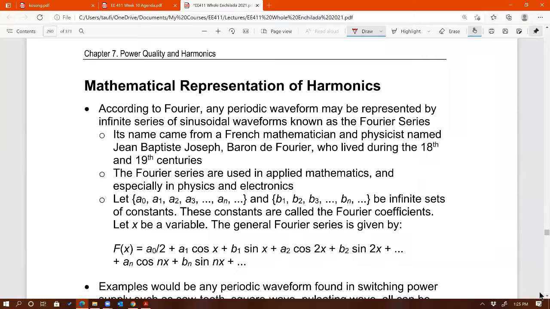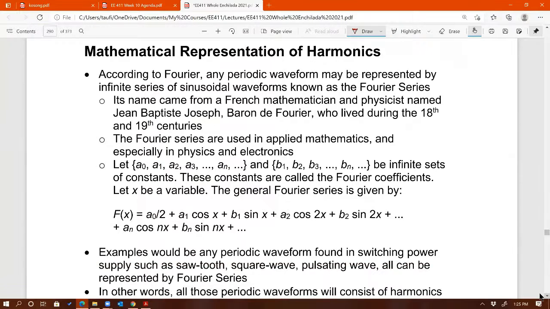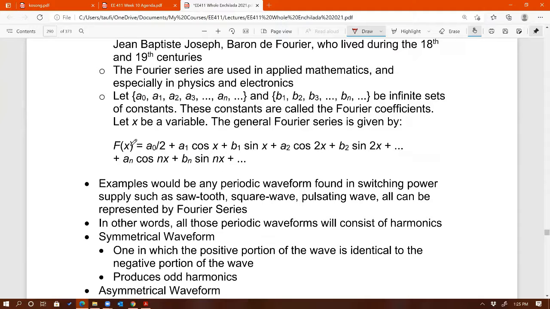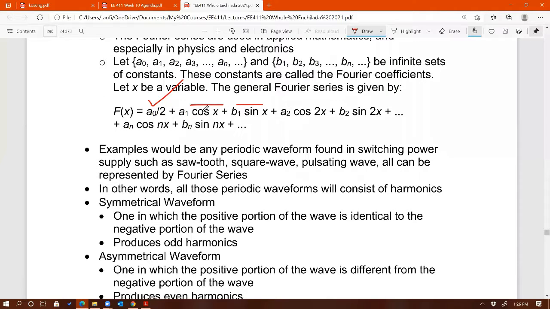Here's the mathematical representation. I'm just going to go through this briefly because you covered this in 228. Any periodic waveform could be expressed in terms of Fourier series. You have the constant value that represents the DC offset of a waveform. And then you have the cosine function and the sine function, right? With all the coefficients A1, B1, right? And then depending on the symmetrical property of the waveform, that would determine whether or not you have only the sine portion of the Fourier series or cosine or both, right?